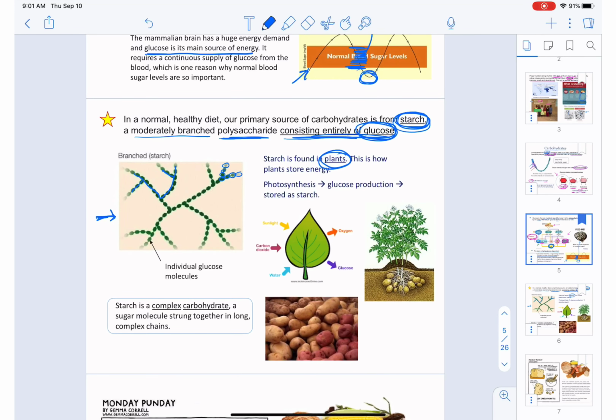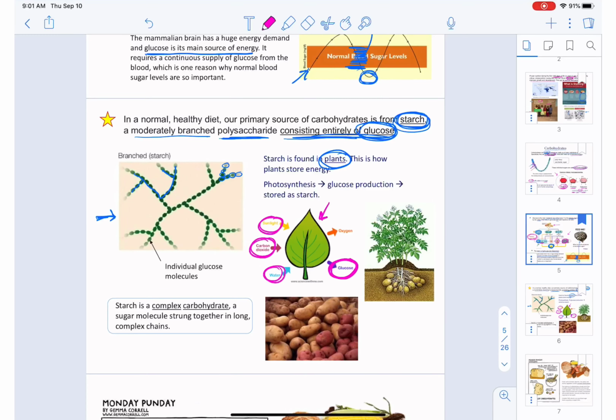So let's go through that process a little bit. What's special about plants is that they are able to take carbon dioxide and water, and in the presence of sunlight, they're able to convert that into glucose. They're able to make their own glucose out of carbon dioxide and water in the presence of sunlight. And plant cells use that glucose just like we do. It goes through cellular respiration, it generates ATP, and then that ATP is used by the cells to do work.